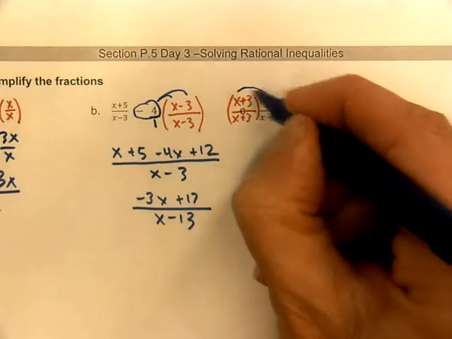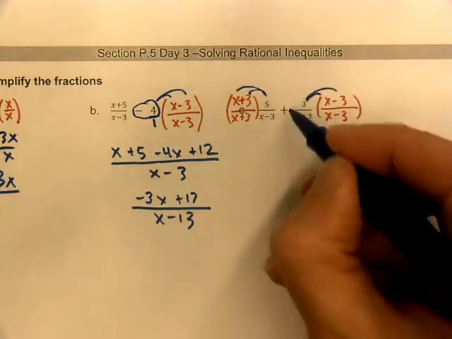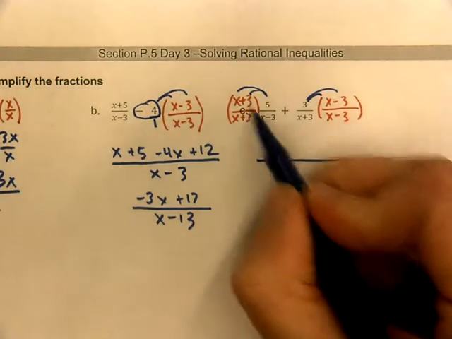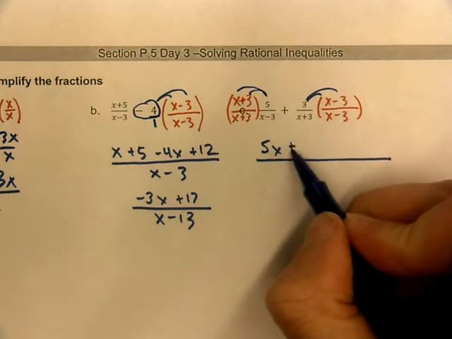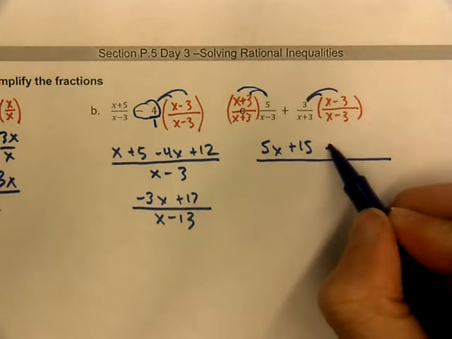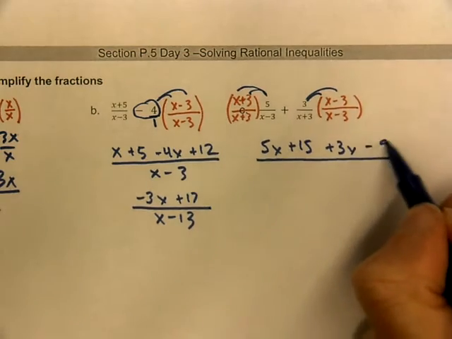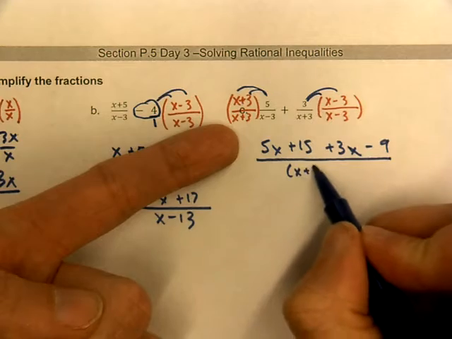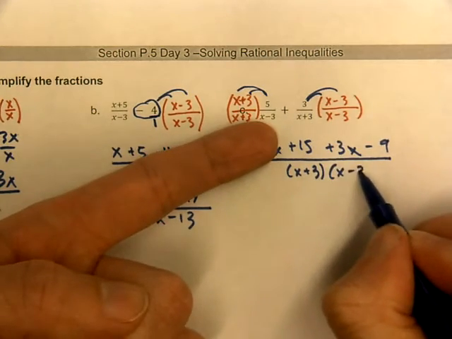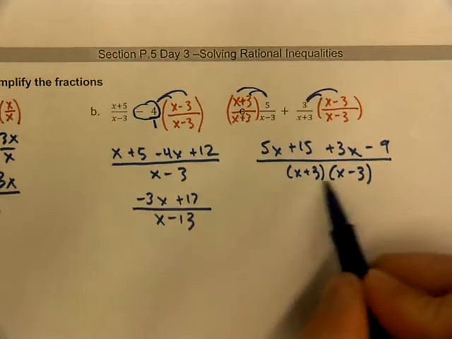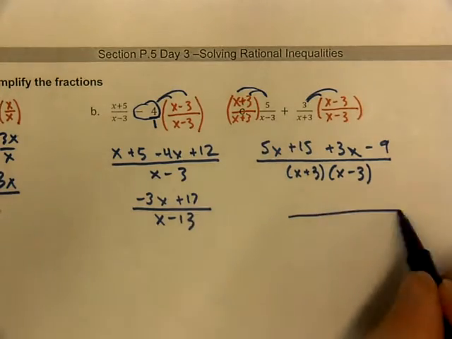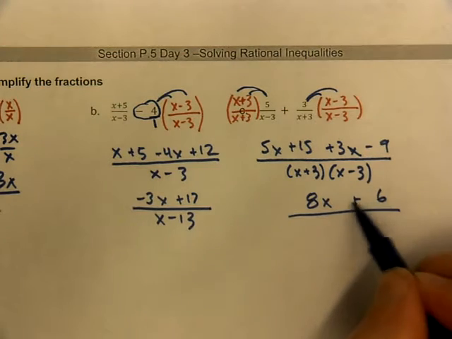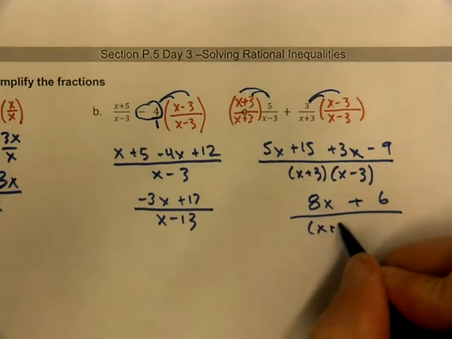So we're going to distribute the 5, we'll distribute the positive 3 to create our numerator. So in the numerator we have 5 times x, 5 times 3 times x, and 3 times negative 3. And in the denominator we have a factor of x plus 3 and a factor of x minus 3. Notice we're not multiplying them together, we're going to keep those factors side by side. Combine our like terms and we get 8x plus 6 over that common denominator.